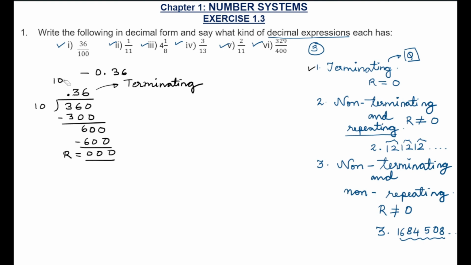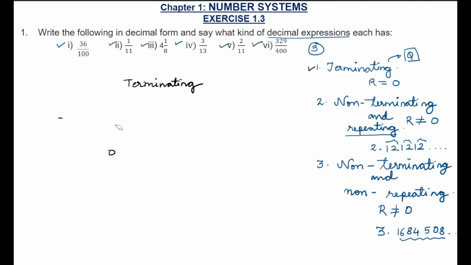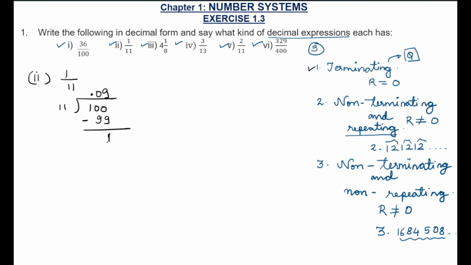Now let us do the second question. Now second question is what? You need to divide 1 by 11. Now let us check whether it is terminating or what type of non-terminating value do you get there. Question number 2 is 1 divided by 11. So on dividing 1 by 11, you get here, let us put a point. I'll put a 0 here. Now again, this 10 is smaller than 11, so I'll put a 0 and I'll just increase the number of 0s here. So 9 times, it gives me there 99, minus, and I'm getting here a 1.